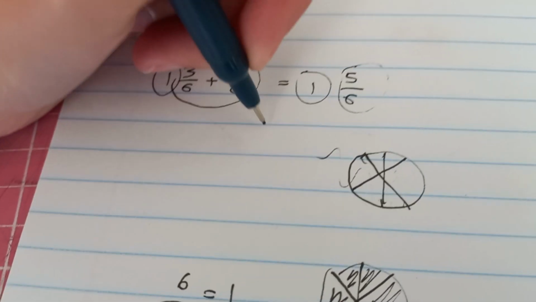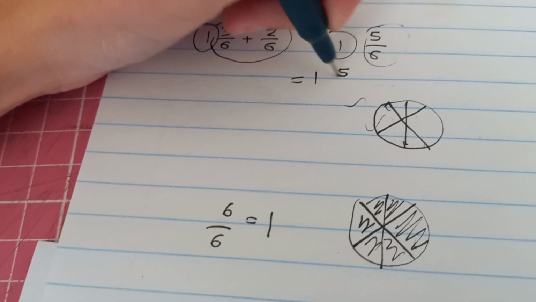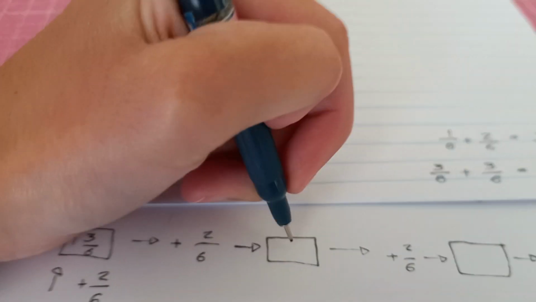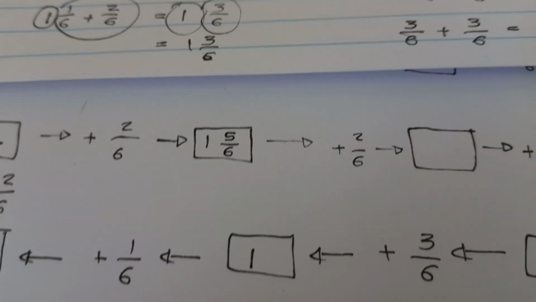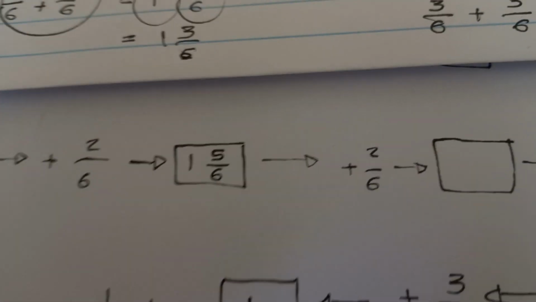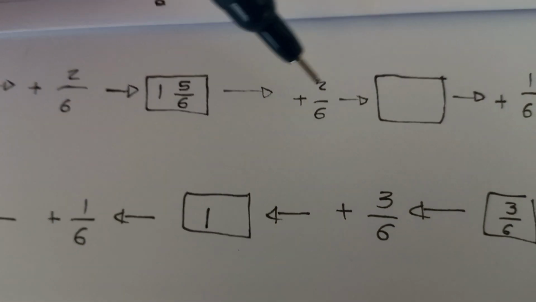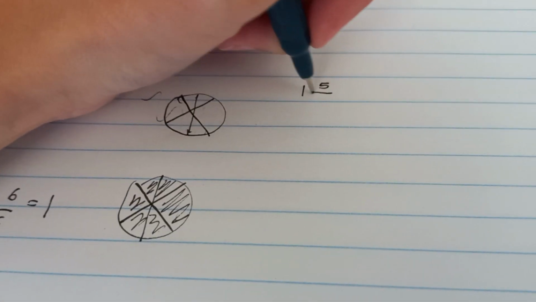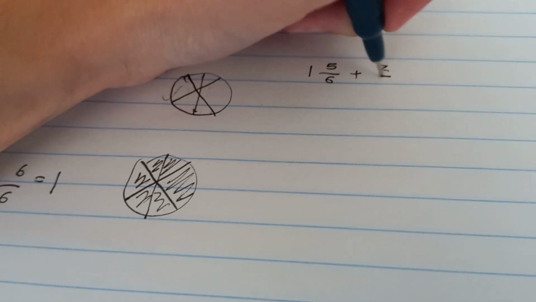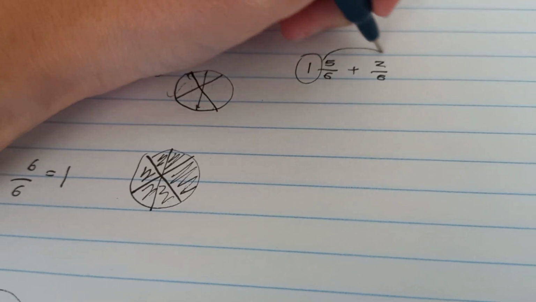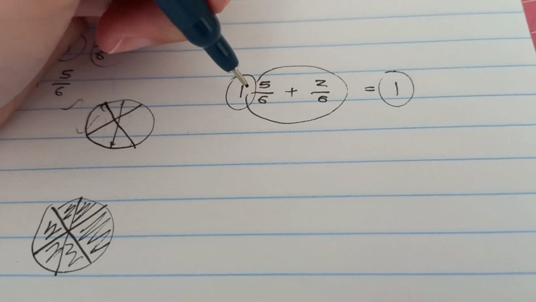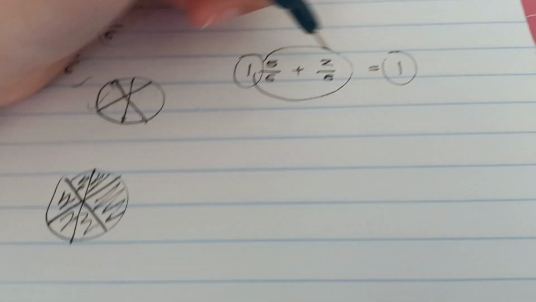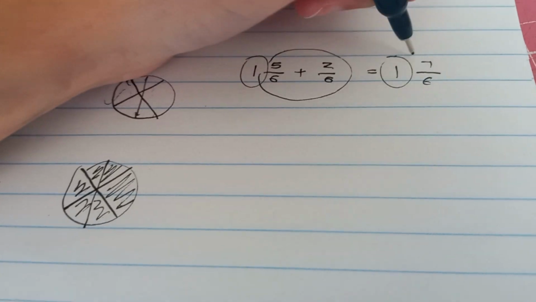Okay, now it's just going to be written as 1 and 5/6. So here you'll have 1 and 5/6. Now we have a little bit of a challenging thing here because we're adding 2/6. So it will be 1 and 5/6 plus 2/6. So again, if we separate them into our bubbles, 1 will still be in its own bubble. Then we'll have 5 plus 2, which will give us 7/6.